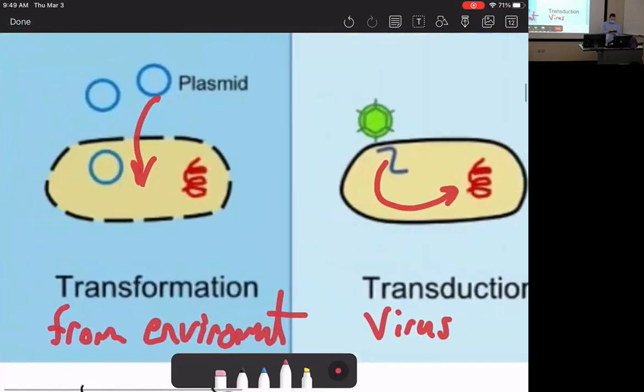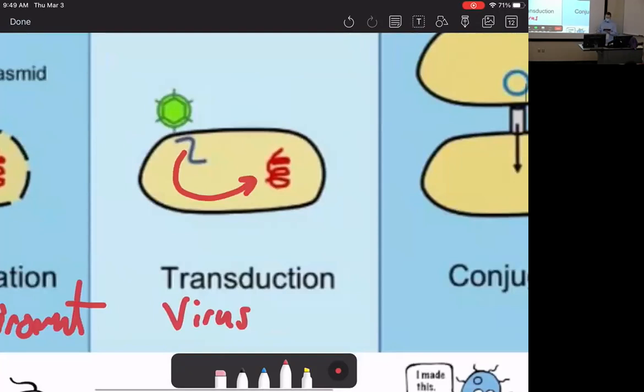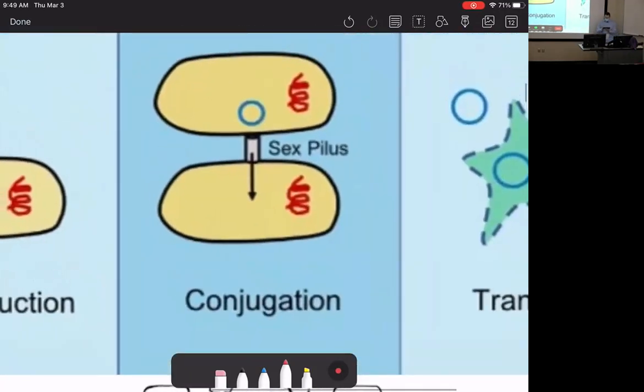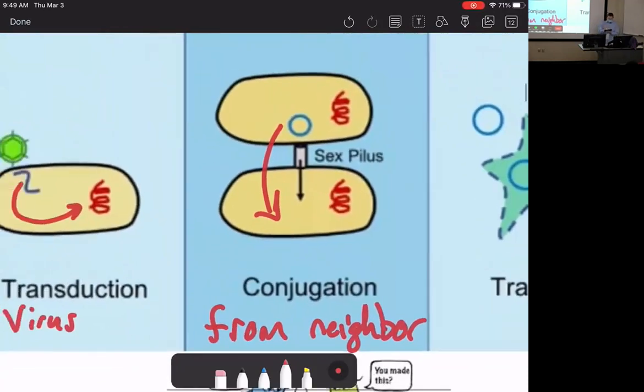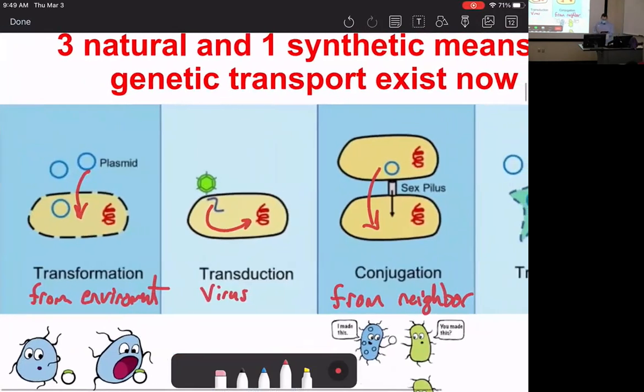Okay, so we can feed them plasmids. We can give them a virus that has the DNA we want. Equally, once bacteria have the plasmid, they can share it with their neighbors physically. This is called conjugation. I'll say from neighbor. Those are the three quote unquote natural ways to get it done.